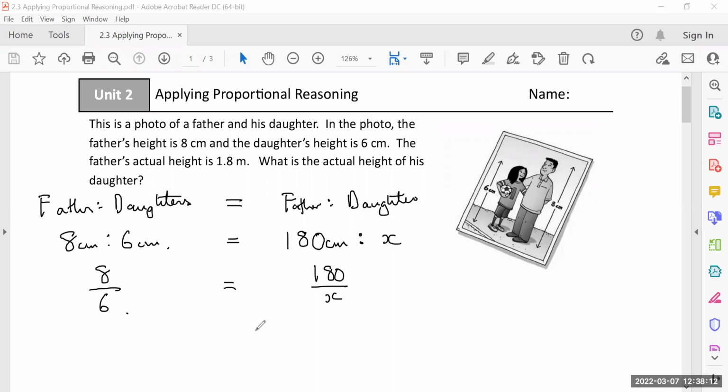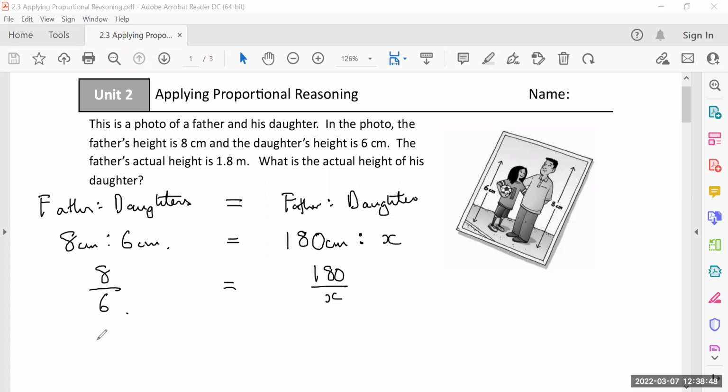How about I do it this way? Would you prefer that the x value be in the numerator? Does it make it easier? It is. So how about this? Because we're going to deal with fractions and get rid of fractions, if I have a ratio of father to daughter, what's the ratio of daughter to father? It's going to be 6 to 8, right?